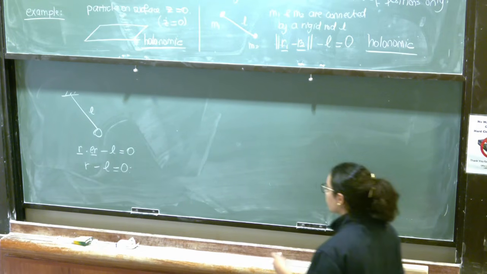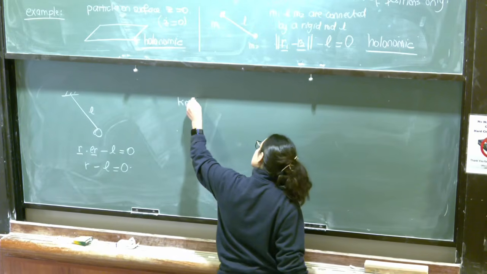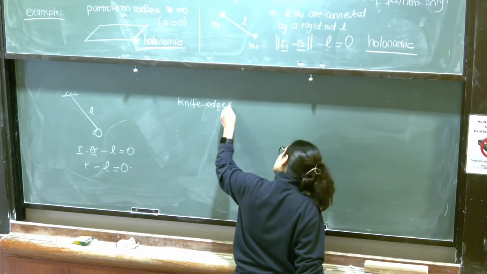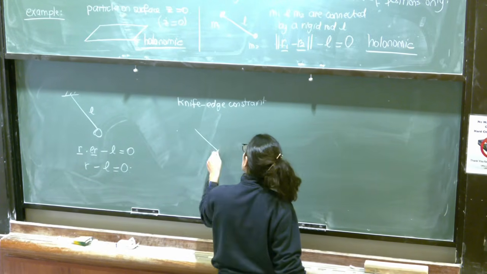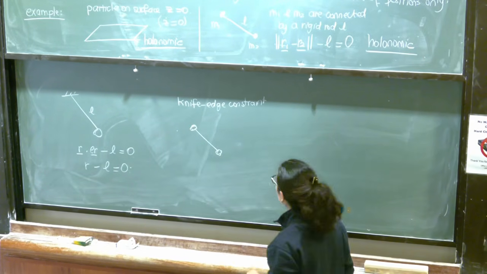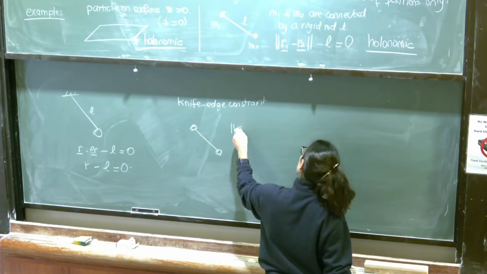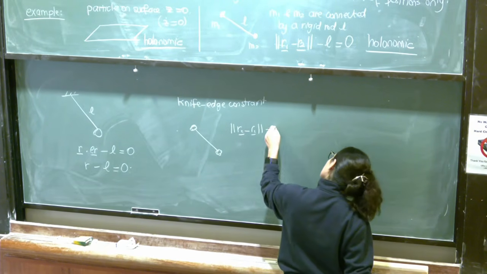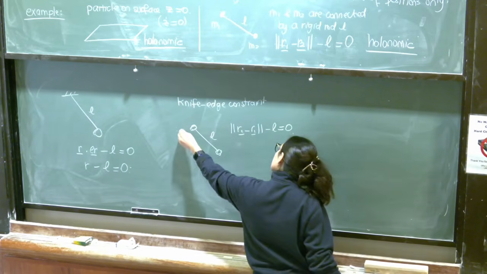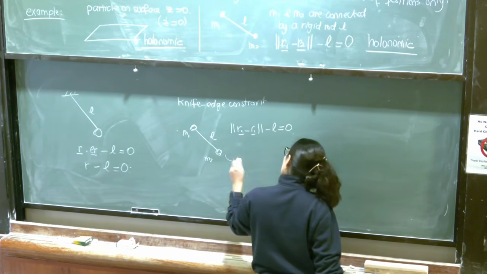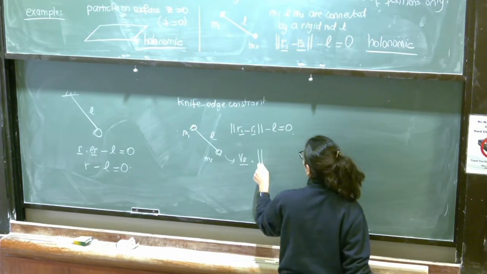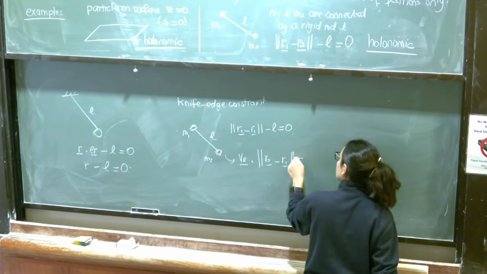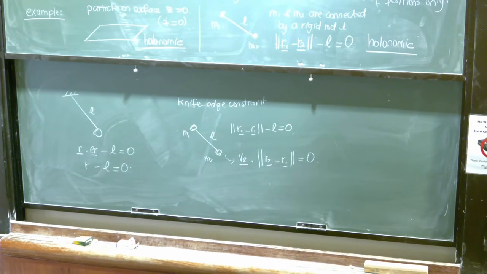Knife edge constraint. So consider I have this previous system, still subject to the holonomic constraint that R2 minus R1 is fixed. But I could add a non-holonomic constraint, which could be that V2 dot (R2 minus R1) equals 0. What does this constraint mean physically?